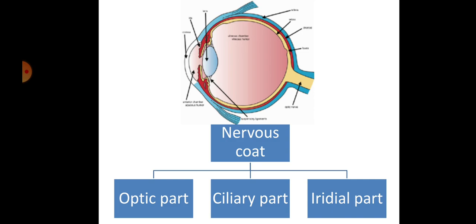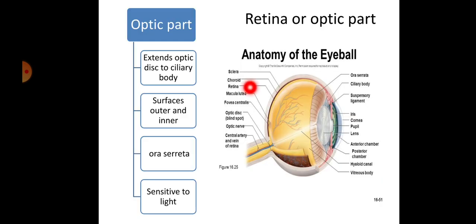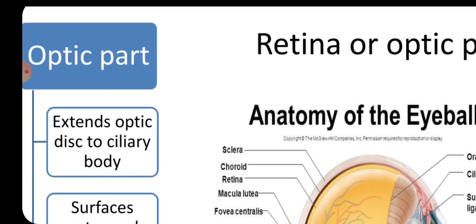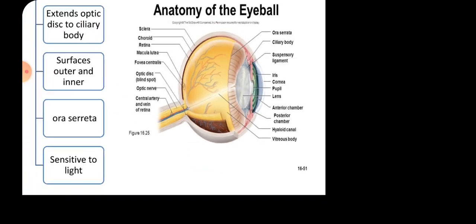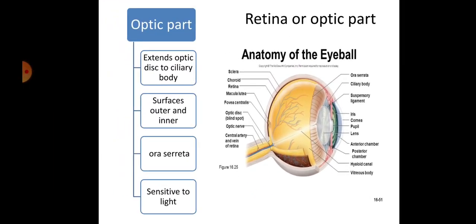First we are going to discuss the optical part. The optical part is also known as the optic part or the retina. See, the outermost layer is the white color layer. You can see in this picture, this is the sclera, this is the choroid, and the last layer, the yellow color, is the retina. So we are going to discuss this retina in detail now.